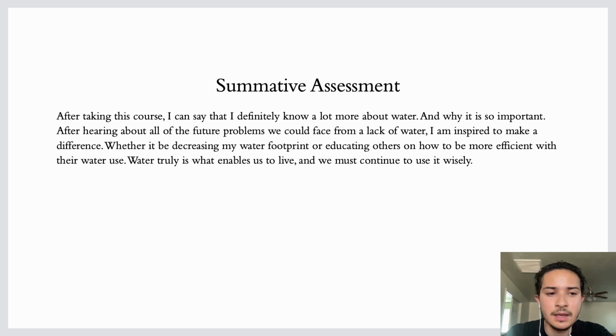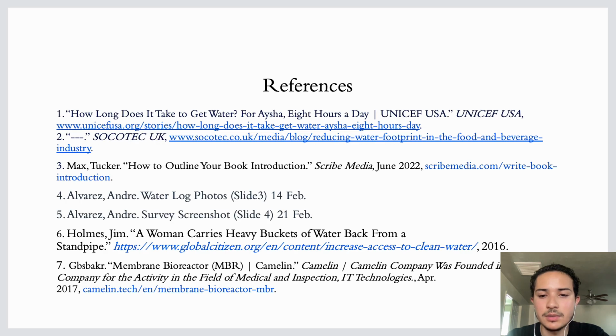Summative assessment. After taking this course, I can say that I definitely know a lot more about water and why it is so important. After hearing all about the future problems we could face from a lack of water, I am inspired to make a difference, whether it be decreasing my water footprint or educating others on how to be more efficient with their water use. Water truly is what enables us to live, and we must continue to use it wisely. And here are my references.